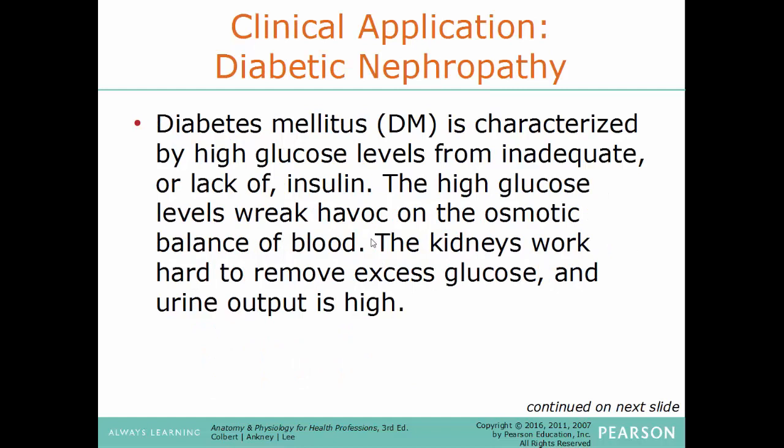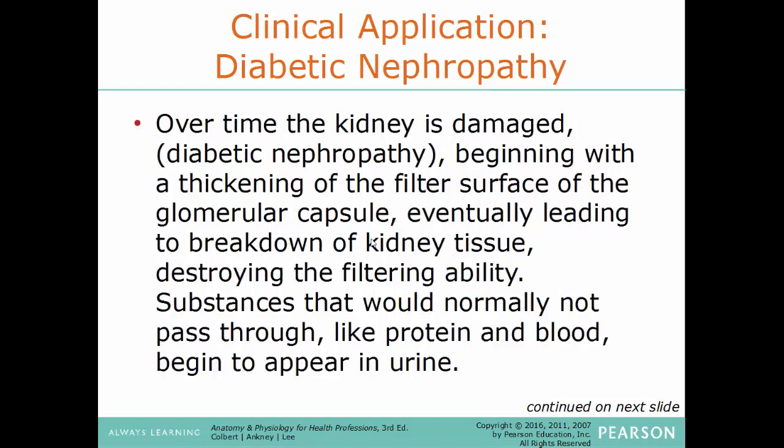All right, now we'll talk about diabetic nephropathy. Diabetes mellitus, or DM, is characterized by high glucose levels from inadequate or lack of insulin. This is the diabetes that you think of when you hear the term diabetes. It's officially diabetes mellitus. The high glucose levels can really wreak havoc on the osmotic pressure, or the osmotic balance of the blood. The kidneys will work hard to remove any excess glucose, but the urine output is high. Over time, the kidney is going to be damaged.